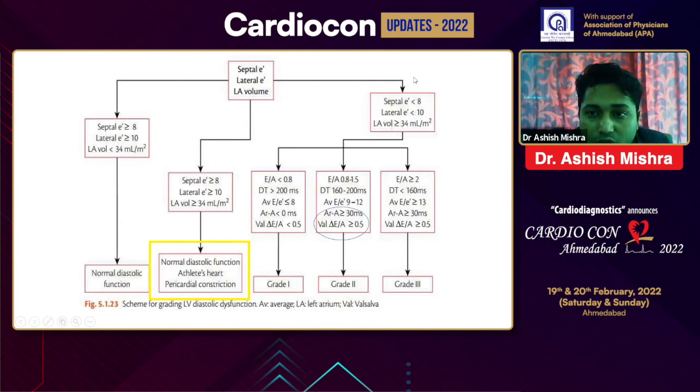When we have altered septal or lateral E dash along with increased LAVI, basically more than 34 ml per meter square, then we have to look out for grading of the LV diastolic component. Depending upon the EA ratio, as we discussed earlier, and the deceleration time, we can grade the LV diastolic dysfunction into grade 1, 2, or 3.